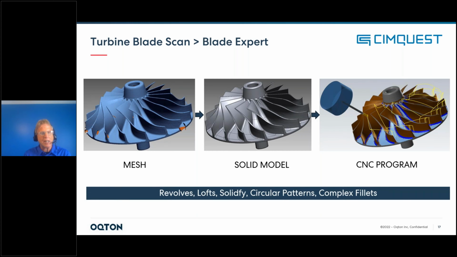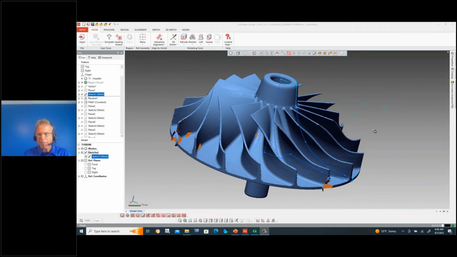So the Design X Essentials tools that we'll be using here that are new are the Revolve Shapes, Lofts, Solidify, which is an interesting tool. We'll go through creation of circular patterns. And finally, the end result is we're going to machine some complex fillets, which are those sort of dark blue purple fillets where each of the blades meets the very bottom of the part here.